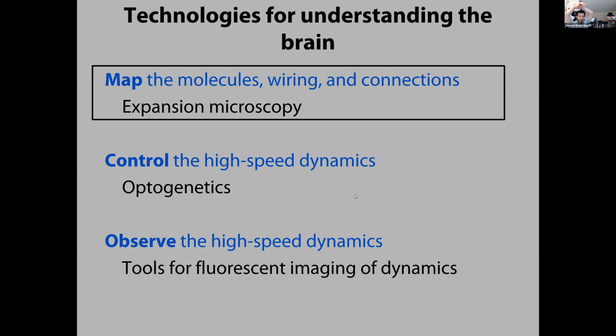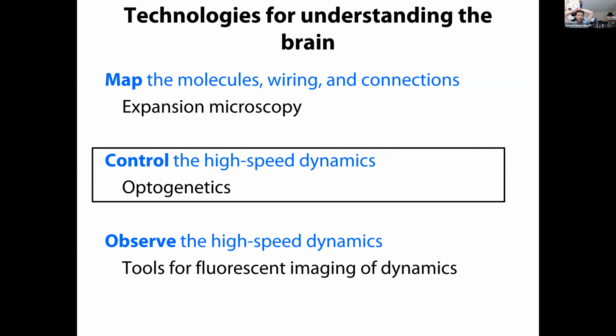Now, as must be all too obvious, expansion does not work on living things. It only expands molecules away from each other in non-living things. So the next two short stories I want to tell you about are about living things. How do we control and observe high-speed physiology in living things? The first story I will tell you about is optogenetics, a way to control neural activity using light.